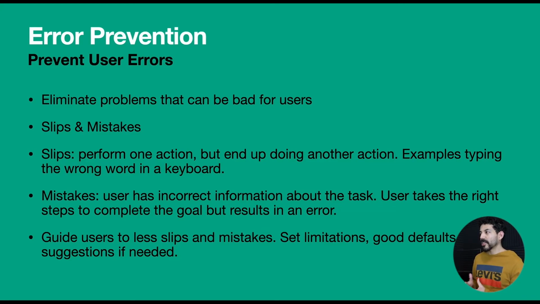So you want to guide users to fewer slips and mistakes. So set limitations, good defaults, or offer suggestions if needed. An example could be Google or Amazon, when you type up a product and it just fills out the whole thing. So that's preventing that slip.